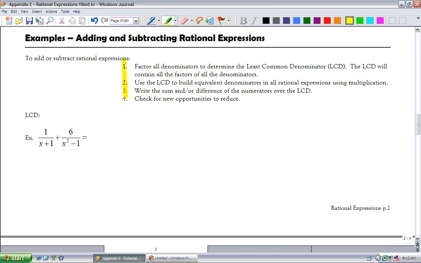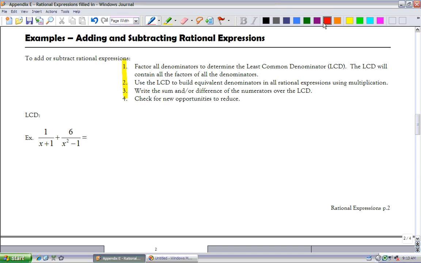We need to factor all denominators, and we need to determine the least common denominator. Now the least common denominator will contain the factors of all the denominators. Once we know the least common denominator, we'll use that to build equivalent denominators in each one of our rational expressions. And then we'll add or subtract the numerators, and we'll move on.